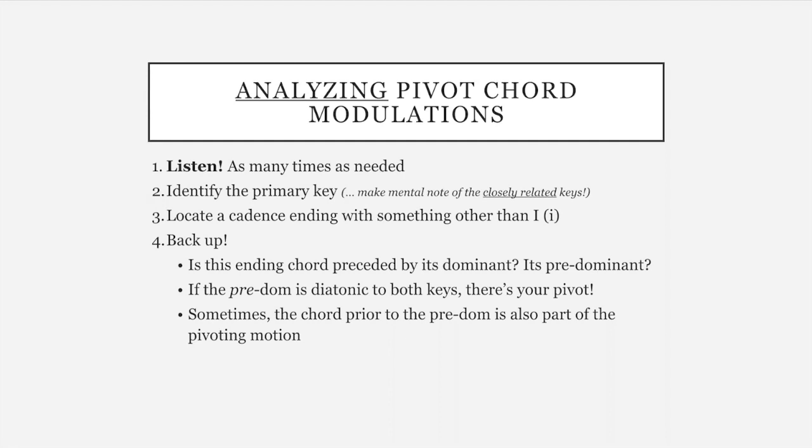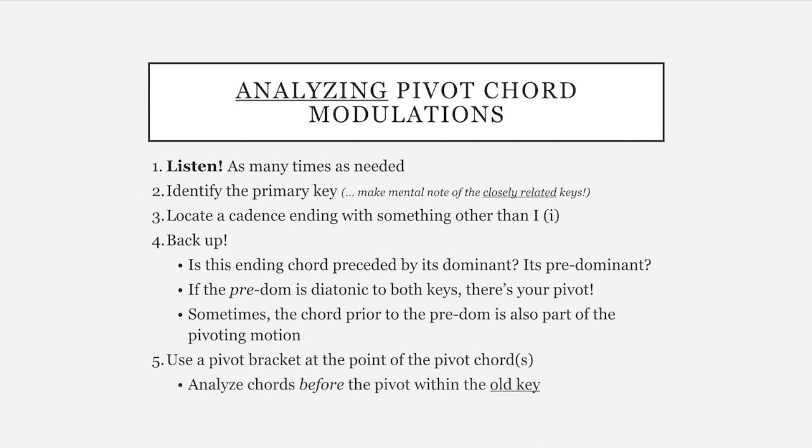As we're marking our analysis, we want to make sure that we use a pivot bracket to locate the point of the pivot chord or pivot chords. So the pivot chord itself will actually have two Roman numerals. Above the bracket, we're going to show the Roman numeral that would apply in the old key, and below the bracket, we're going to show the Roman numeral that would apply in the new key. All the chords analyzed up to the point of the pivot are going to be interpreted within the old key, and then all the chords analyzed after the pivot, those will be interpreted within the context of the new key.